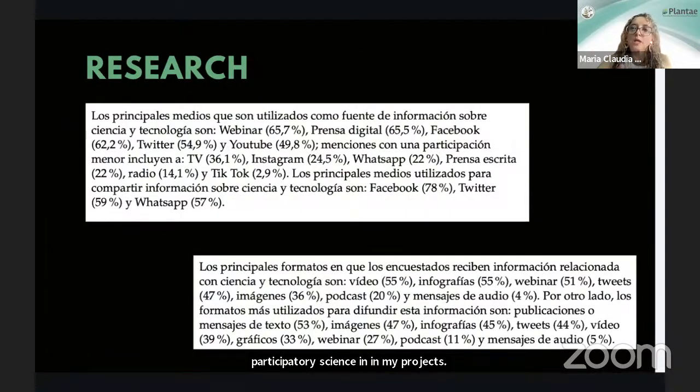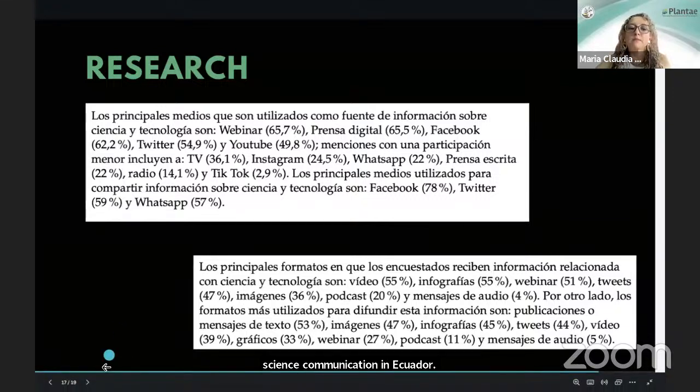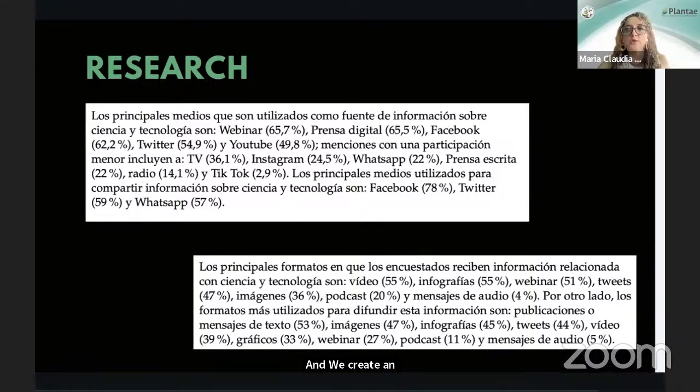And also with the network, we started doing some research on science communication in Ecuador. We created a small survey after COVID to see how people in Ecuador are getting science information.